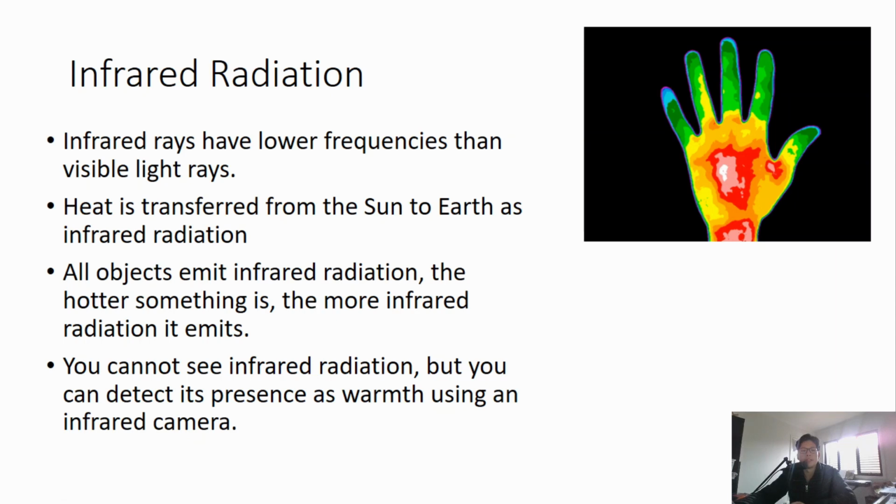You cannot see infrared radiation with your own eyes, but you can detect its presence as warmth using an infrared camera. This is an image taken from an infrared camera. Notice in your hand, you'll be warmer towards the center, that's where there's more infrared radiation, and it will be colder towards the outside where there's less infrared radiation.